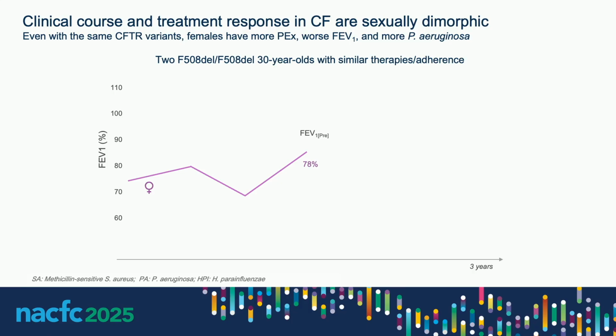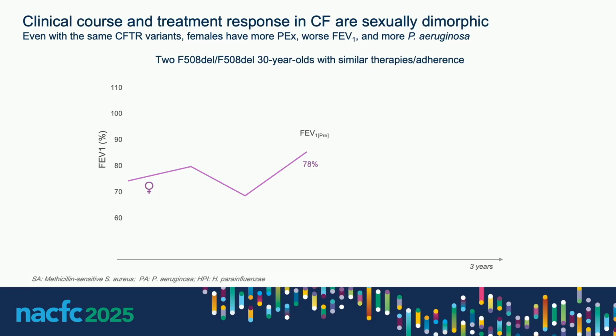Historically, before the modulators came along, there was a very clear sexually dimorphic presentation for males and females with CF. Females with CF tended to have worse lung function, more exacerbations, and worse clinical outcomes overall. They also tended to acquire more Pseudomonas than males. So I'm going to show you an example of the trajectory of two of our patients.